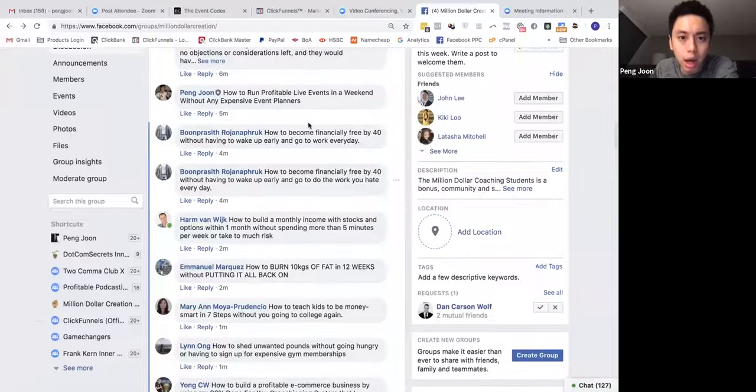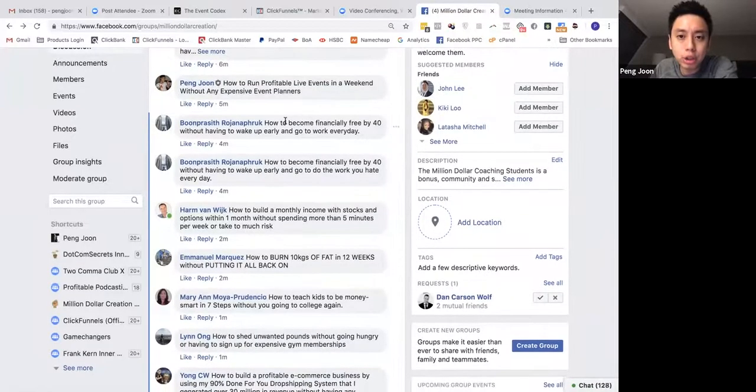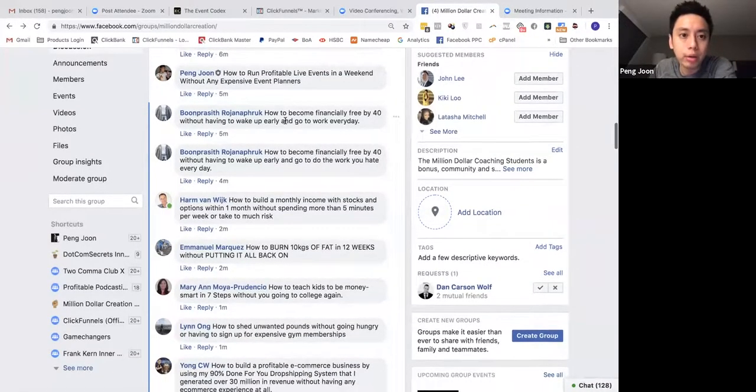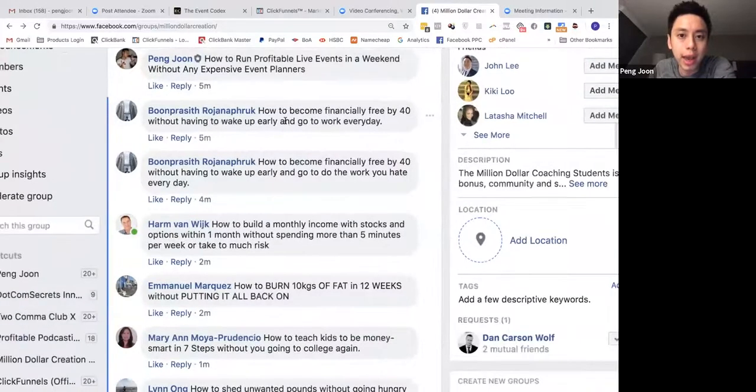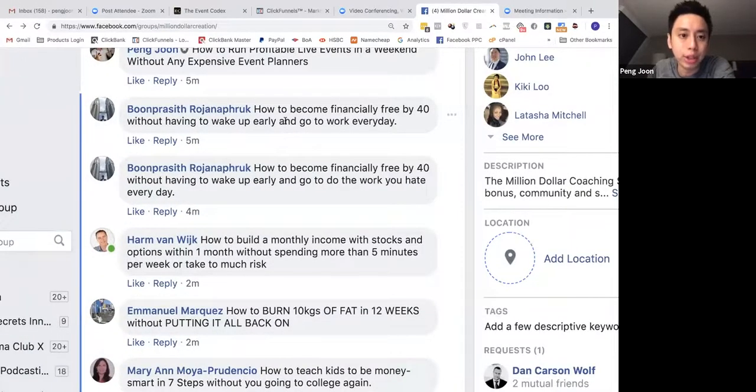Okay, Moon says, how to be financially free by 40 without having to wake up early and go to work every day. Okay, so Boon, I would like you to let me know, how is this an objection about the vehicle? And how did you turn this into a teaching point?